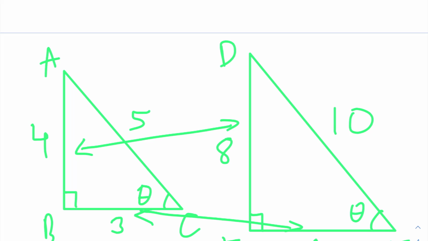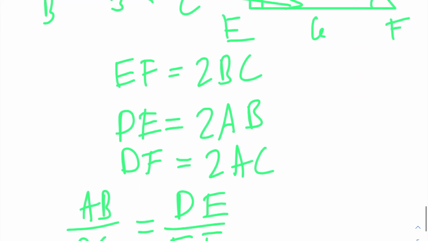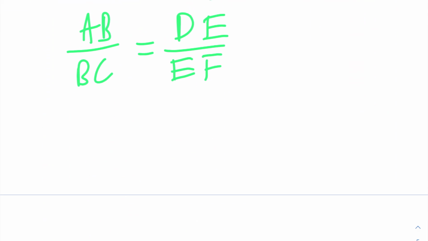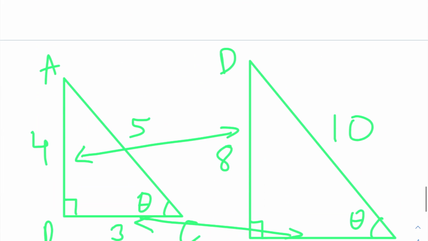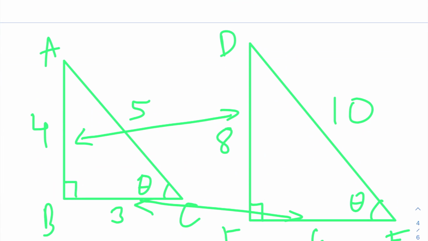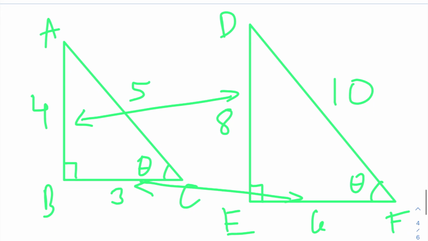And remember what I said in the beginning, that sine, cosine, and tangent are just ratios of sides. So if they are ratios of sides, then they should be equal if we take the sine of two angles in two similar triangles. So that is why sine theta for this triangle is the same as sine theta for this triangle.